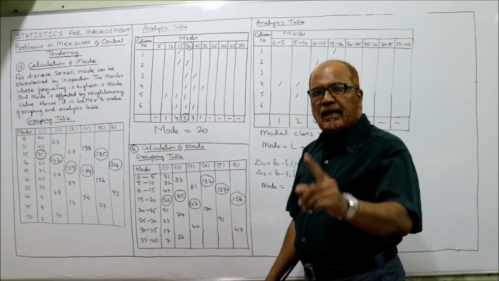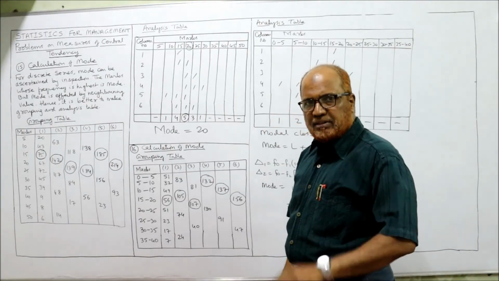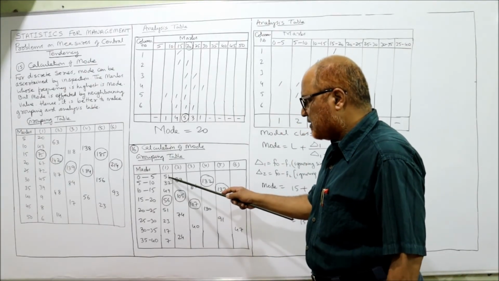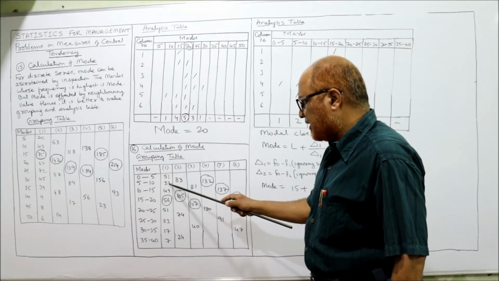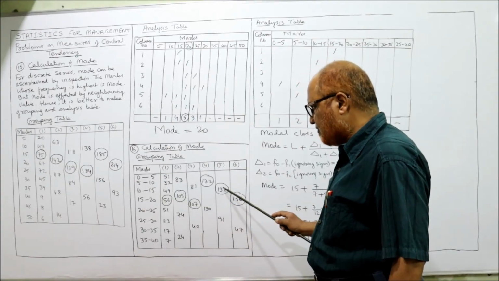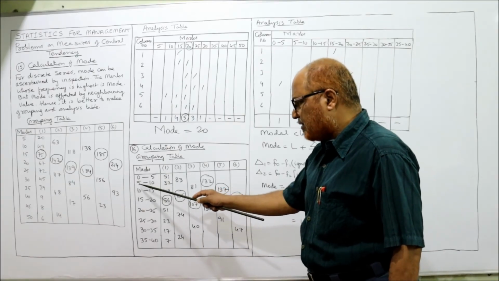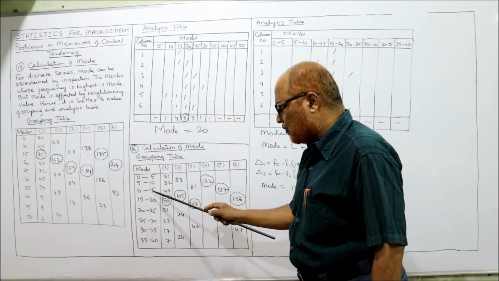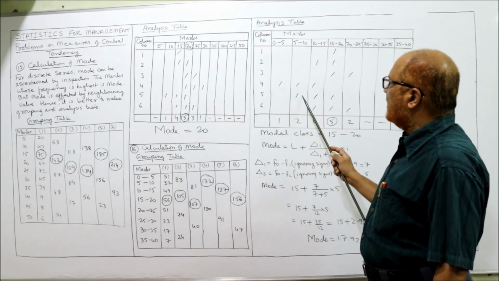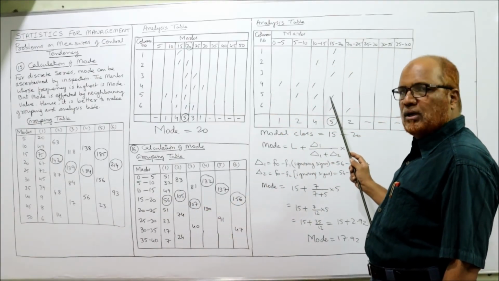Fifth column, leave the first and then group them in threes. First one we have left. Then these three, 32, 49, 56, 137. So which are the classes? 5 to 10, 10 to 15, 15 to 20.